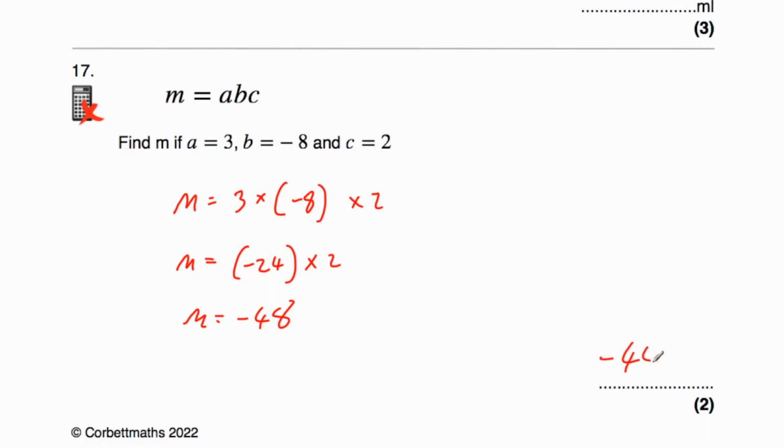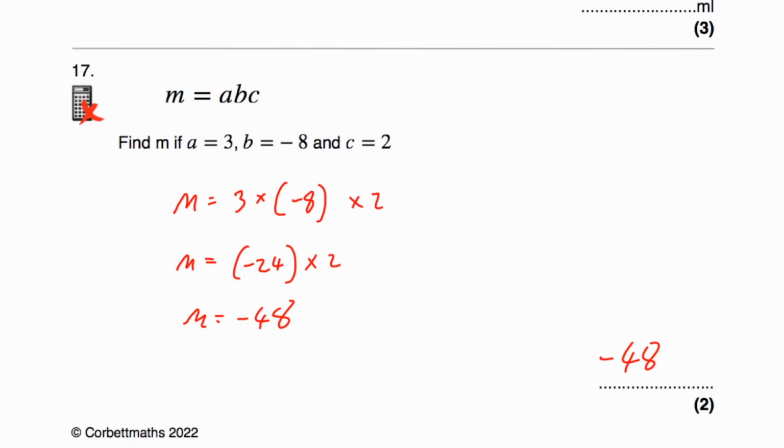So negative 48. We just times these numbers together. You could do it in any order. You could do 3 times 2 is 6, and then 6 times minus 8, which would be negative 48. Or in our case, we just did A times B times C. So we've done 3 times minus 8, which is minus 24, and then times that by 2 to get minus 48.